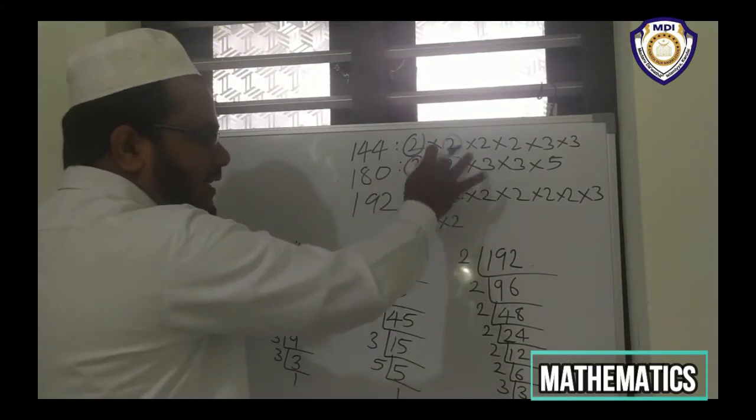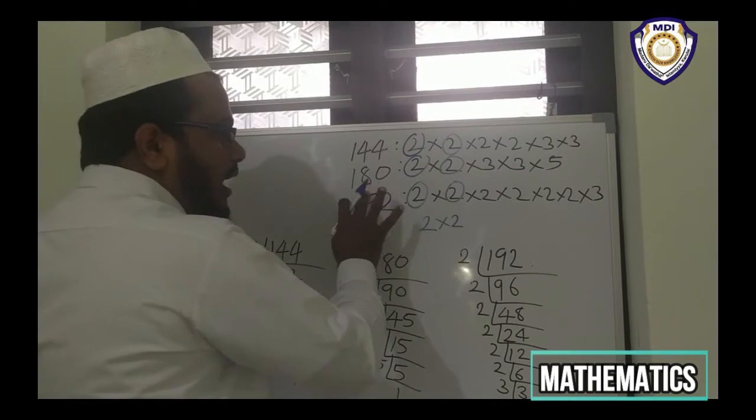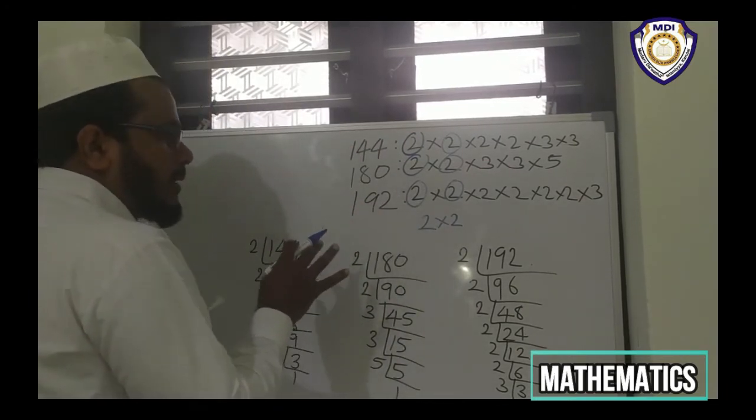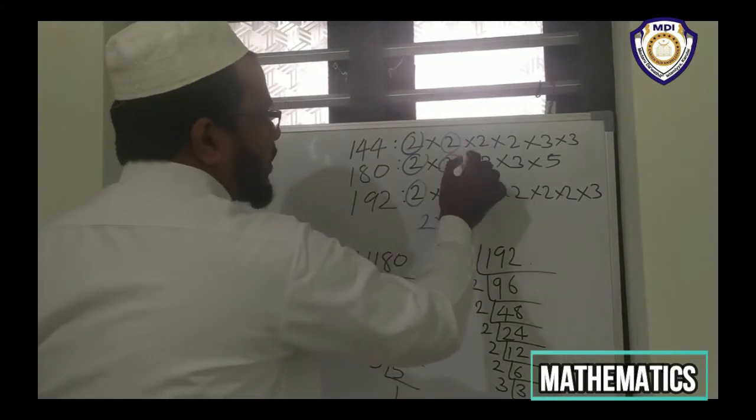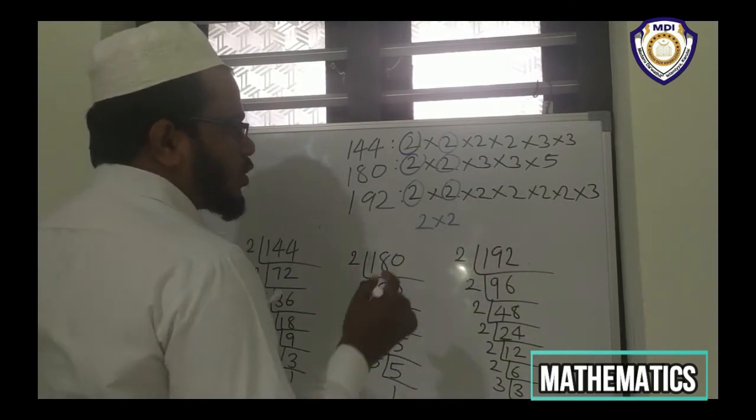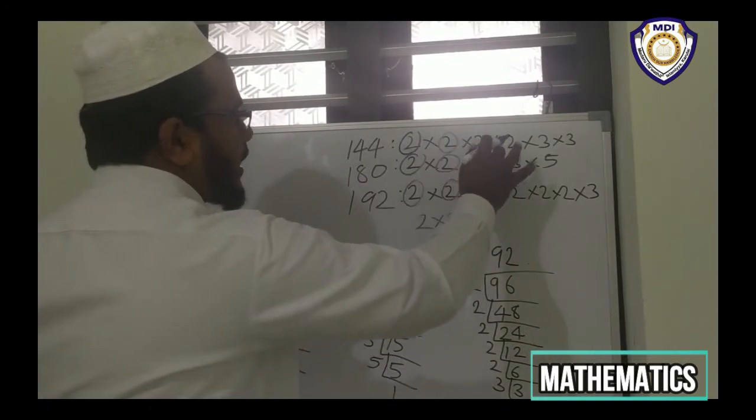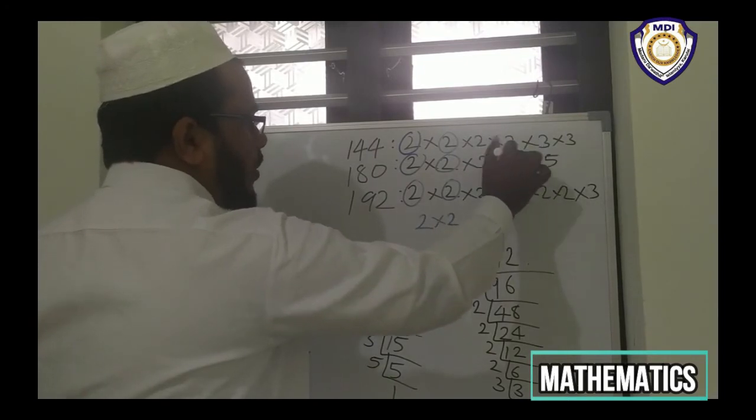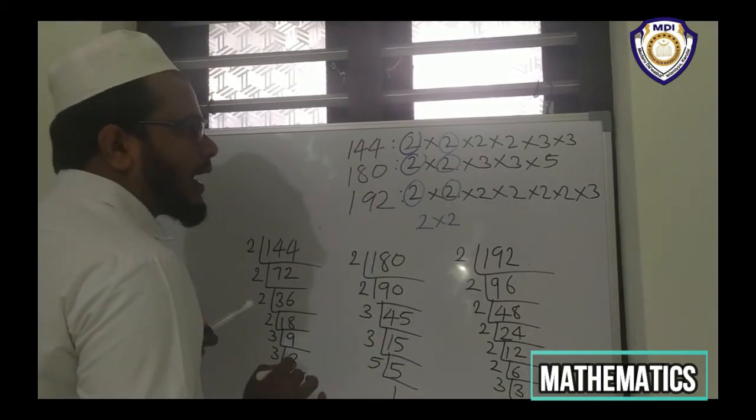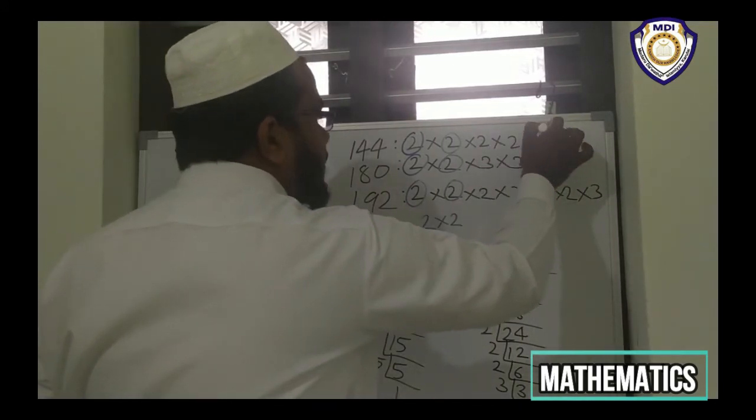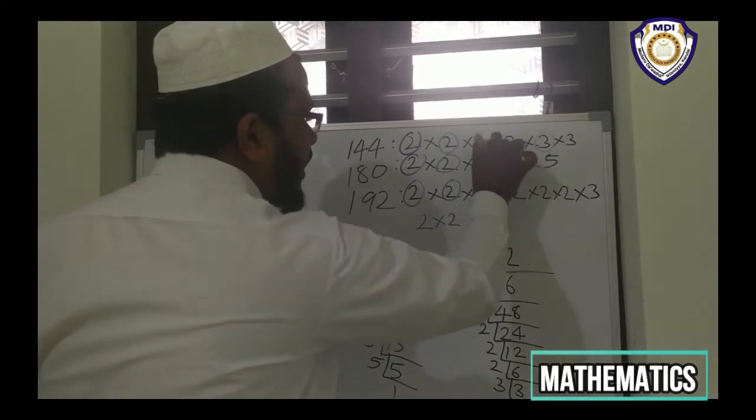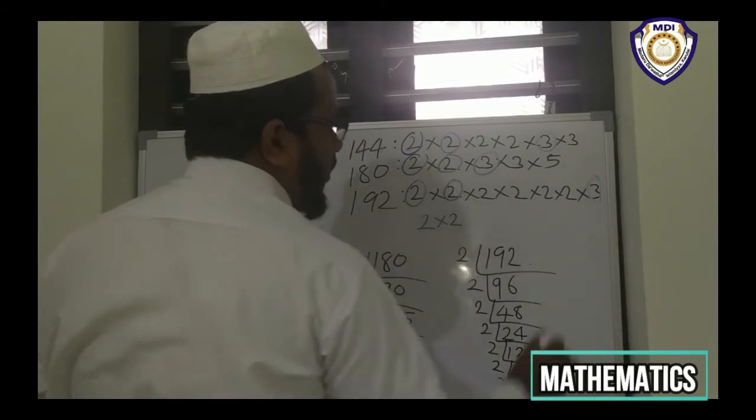It is why we take one 2. Then next 2, yes, there are double 2s in each of the numbers' factors. Then 2 here, but there is no 2 in the factors of 180, so we ignore that 2. Next 2, there is a 2 here and here, but no 2 in the factors of 180. Okay, then 3. Here 3 and here also 3. Here also 3. Okay.